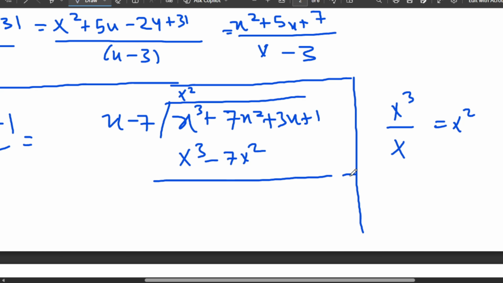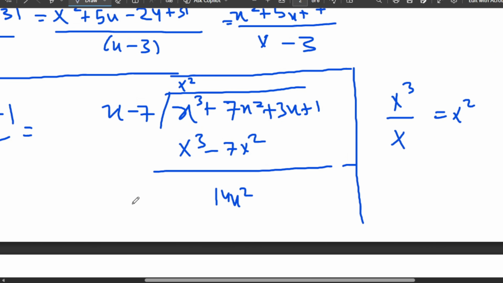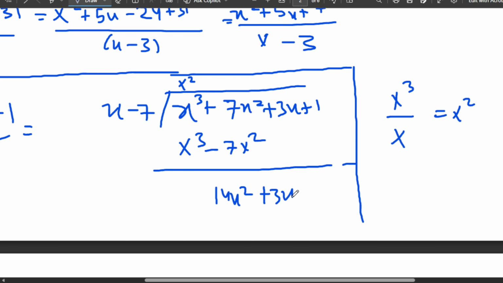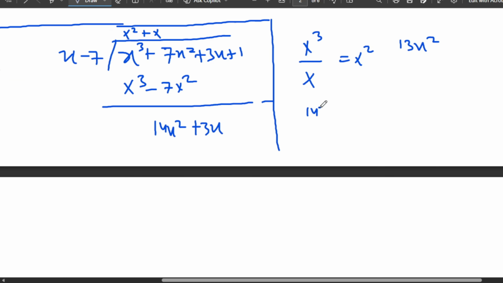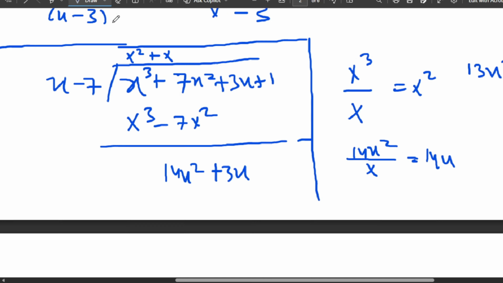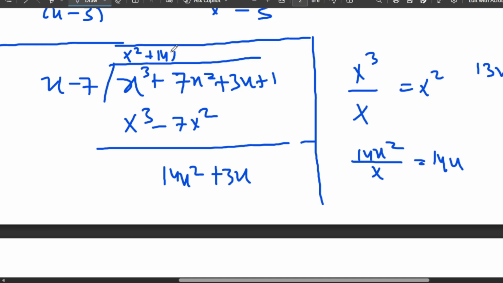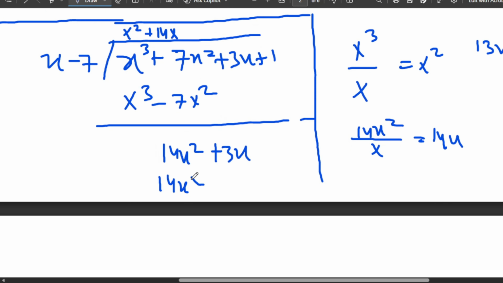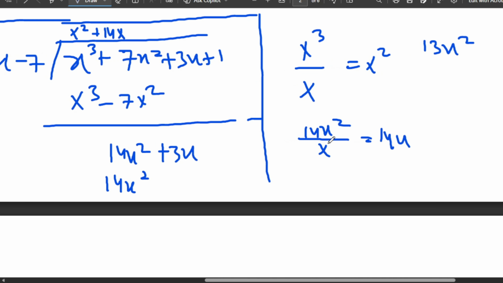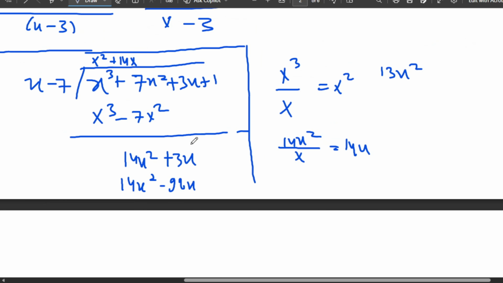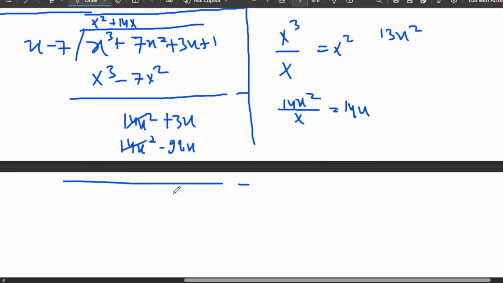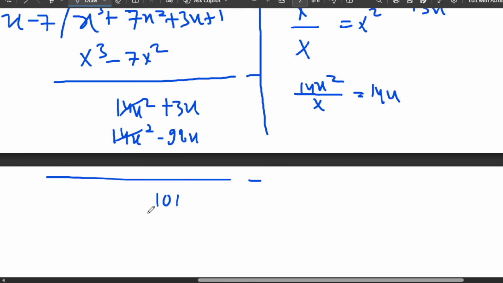Now we subtract them, which gives 14x squared, and then the 3x goes down, so plus 3x. This will be 14x squared divided by x, which is 14x. So this is add 14x. 14x times x minus 7 gives 14x squared, and 14x times negative 7 is negative 98x. We subtract them, which gives 101x.